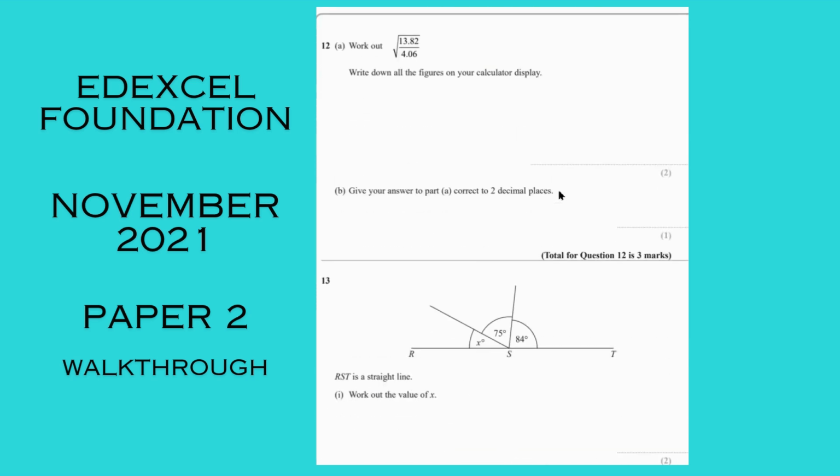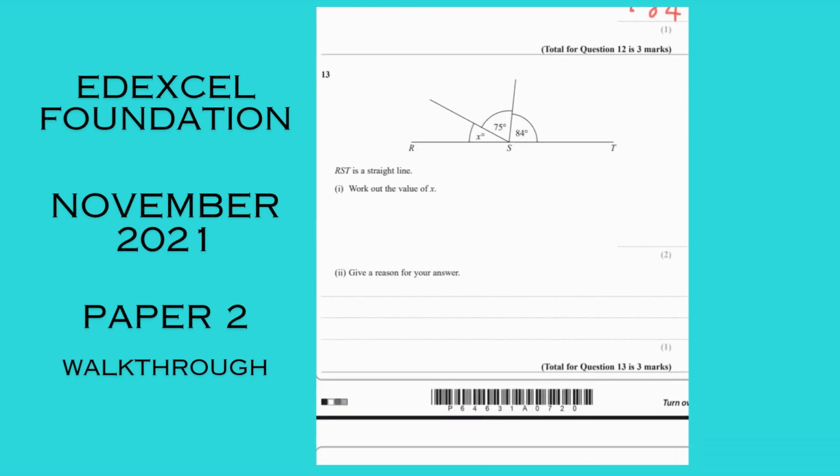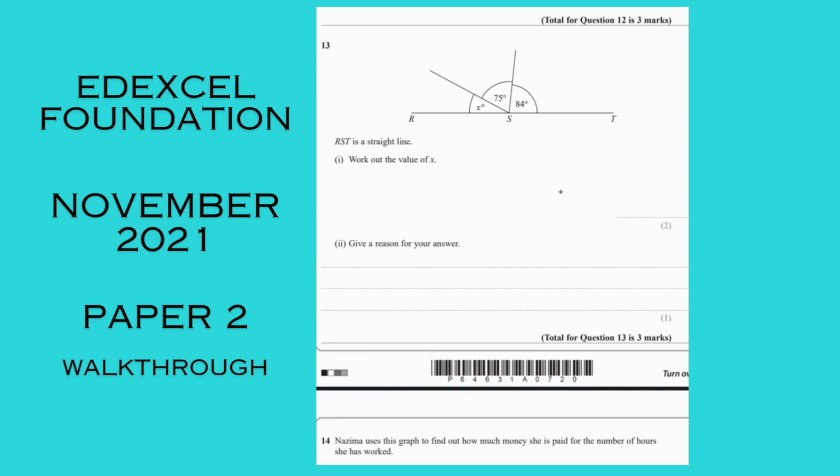Number 12. If you bash your calculator, do take care. Use brackets if you've got a slightly older one. It says write all your figures. Mine spits out 1.844977205 and correct to 2 decimal places. There's a 4 after it, so it levels off to 1.84.